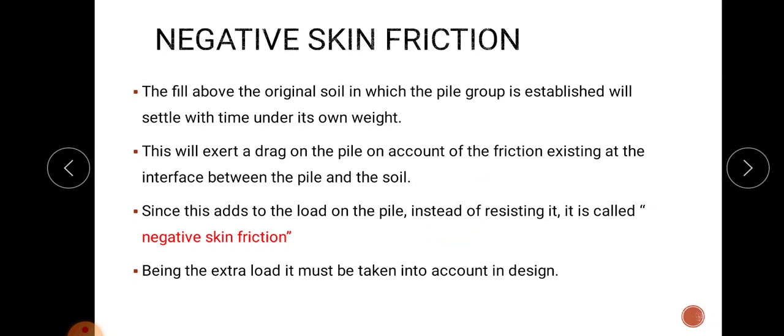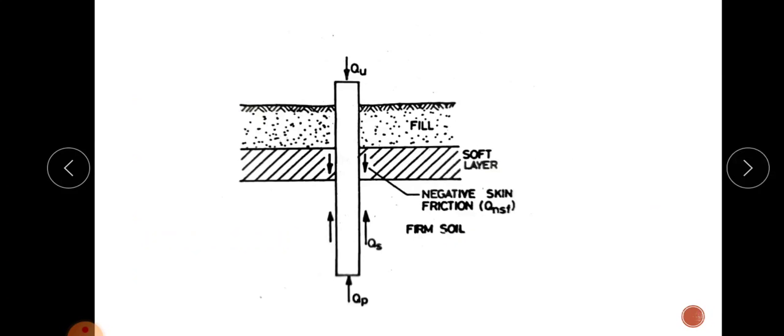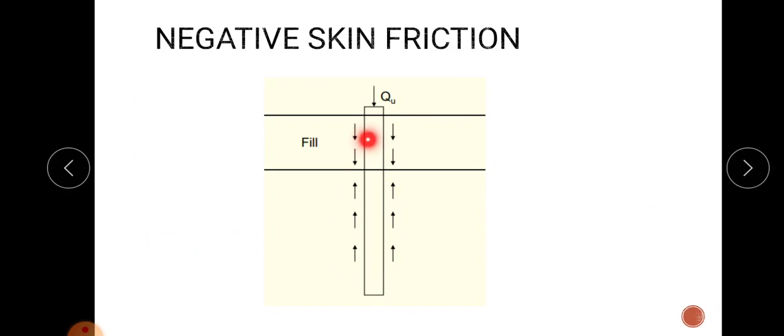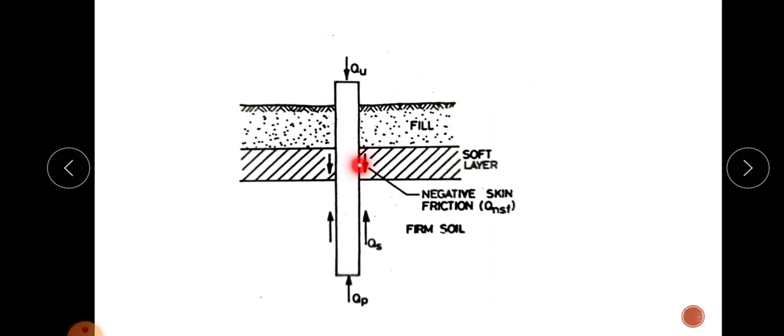Since there will be a large downward drag on the pile, it can be eliminated. This negative skin friction may be eliminated by providing a protective sleeve or a coating. If we provide a protective sleeve or coating for the section which is surrounded by this type of soil, we can prevent this negative skin friction.